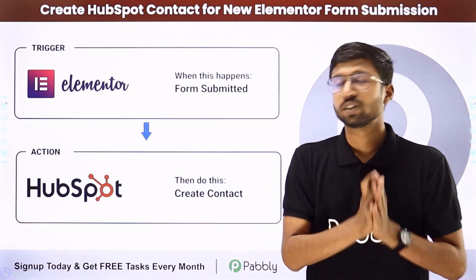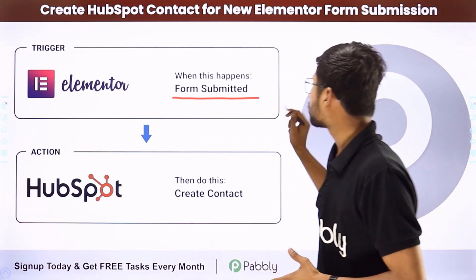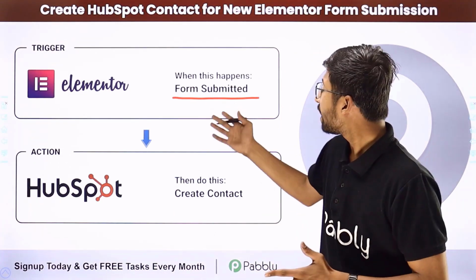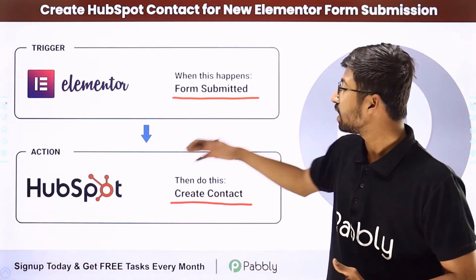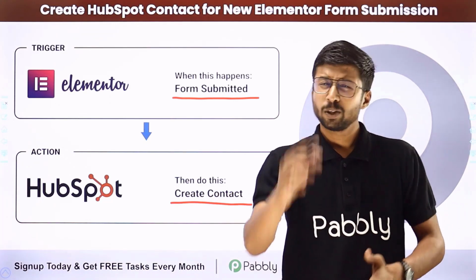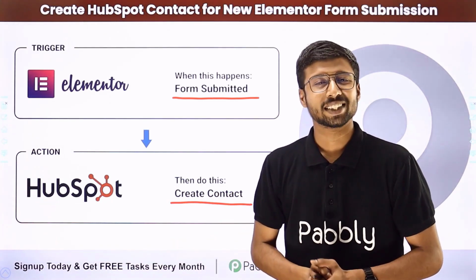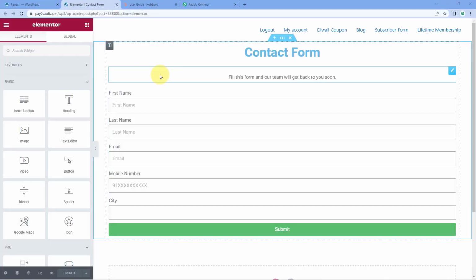So in this automation, the trigger will be getting a new form submission, a new response in Elementor forms. An action will be adding the contact with the same form submission details in HubSpot CRM. So how can you set up this automation? To know this, you have to come with me to my screen. So as you can see, this is a simple form which I have created using Elementor.